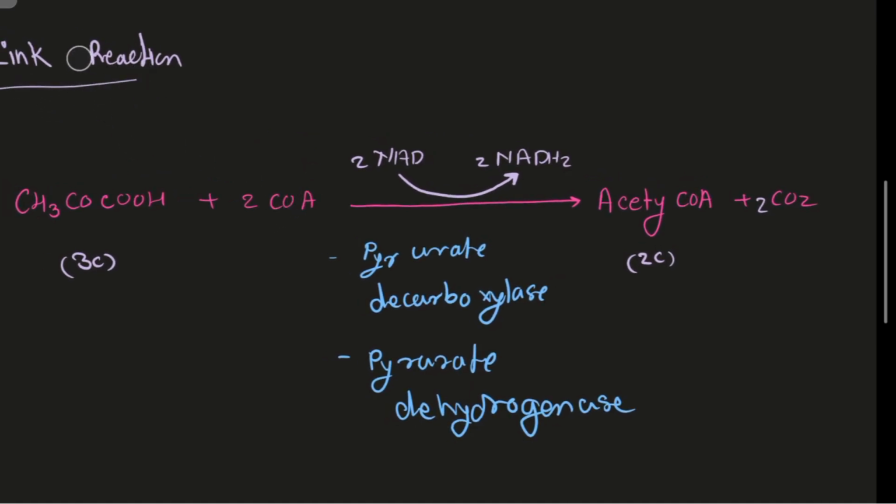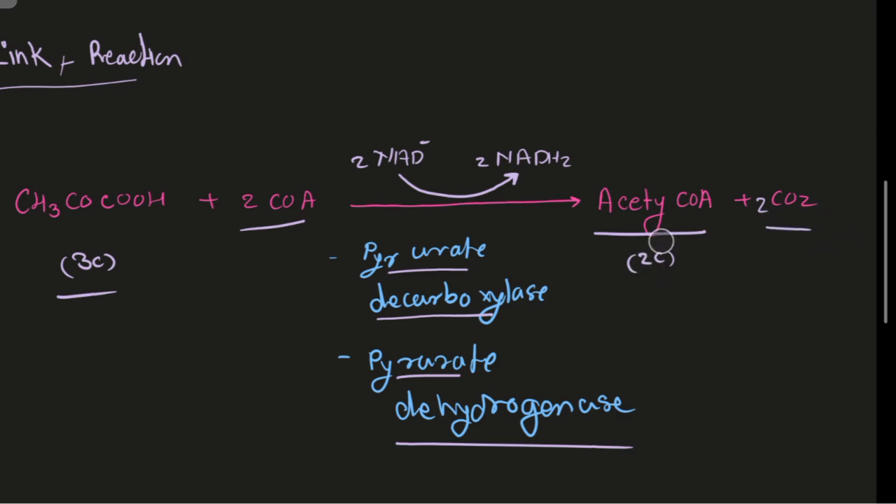So in the link reaction, the pyruvate, that is a 3-carbon compound, combines with coenzyme A in presence of pyruvate decarboxylase and pyruvate dehydrogenase, by conversion of 2 NAD+ into 2 NADH2, we get acetyl coenzyme A and 2 molecules of carbon dioxide.